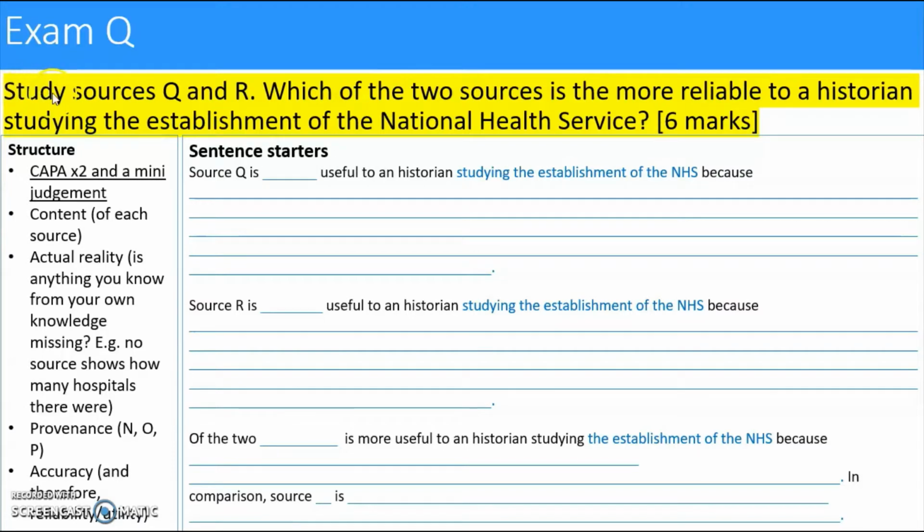Okay, so we've got the exam question. Study sources Q and R. Which of the 2 sources is the more reliable to a historian studying the establishment of the National Health Service? Now, this one is a reliable question, not a useful question, a utility one. So by saying it's reliable, we are going to be talking about how much really we can trust it. And that means we have to look at who wrote it, why it was written, where it came from. Okay, that is the NOP, the nature, origin, and purpose.